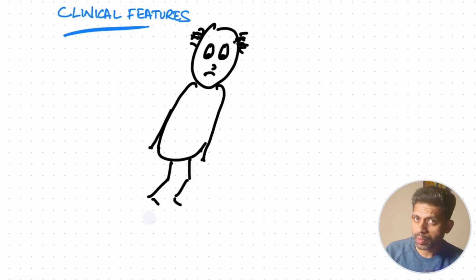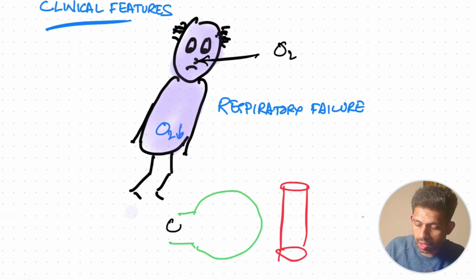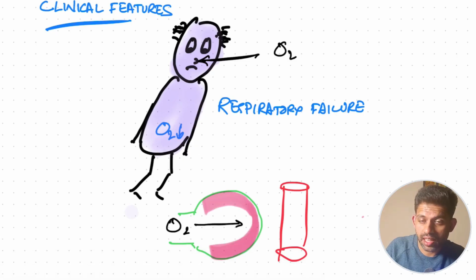Now, what happens to the patient? Severe hypoxemia, which leads to central cyanosis and respiratory failure. Even oxygen therapy may not help. Why? Because oxygen cannot travel from the alveolar side into the capillaries because of hyaline membrane. This causes a ventilation perfusion mismatch, and this worsens hypoxemia.